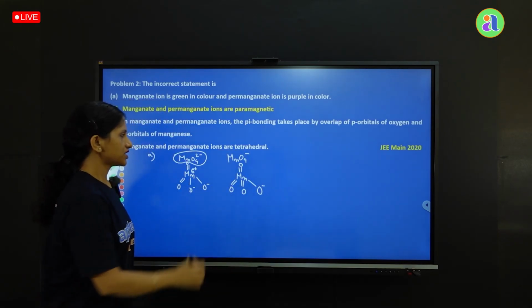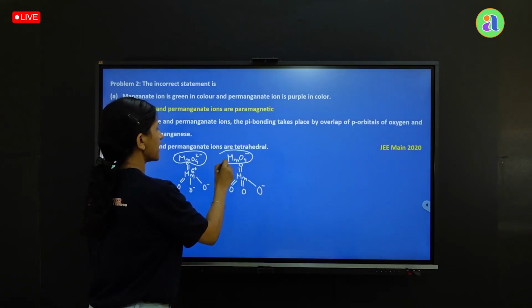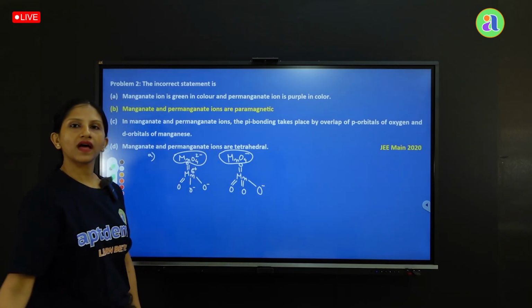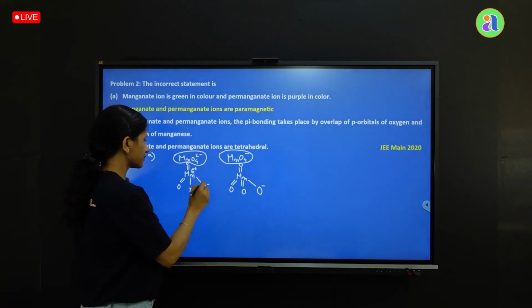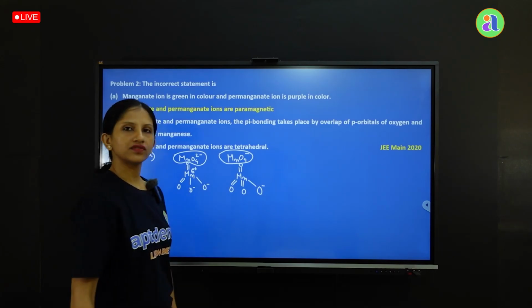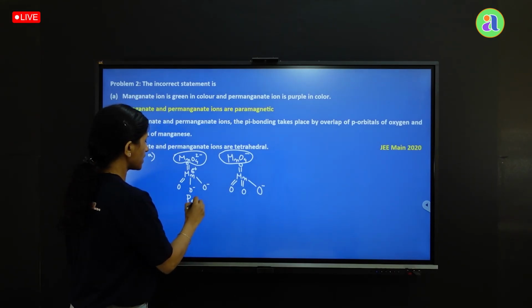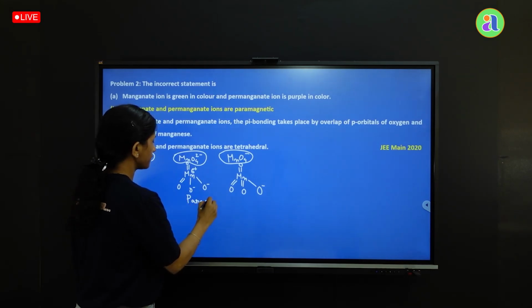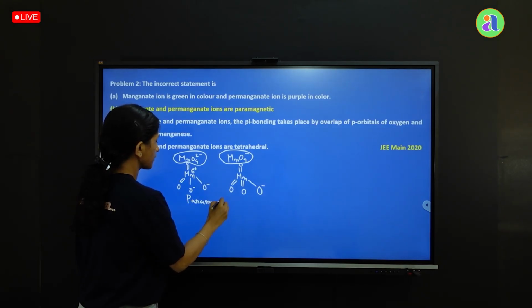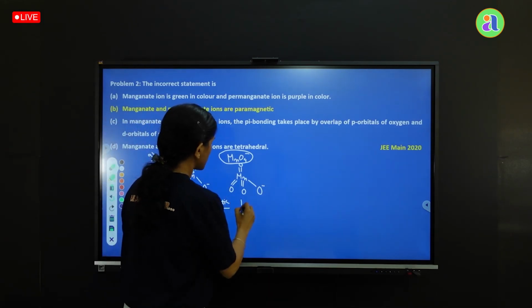So from the structural point of view, we can easily see that manganate is having unpaired electrons, whereas permanganate is not having unpaired electrons. So this is paramagnetic in nature, our manganate ion, but this is diamagnetic in nature.